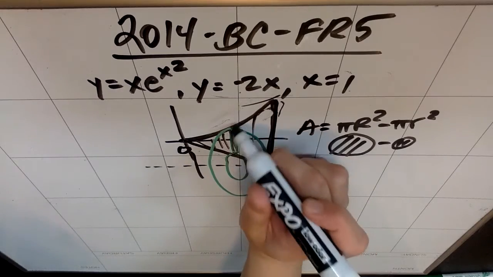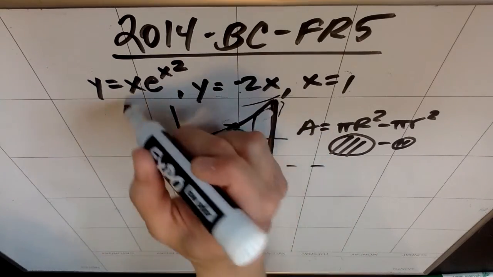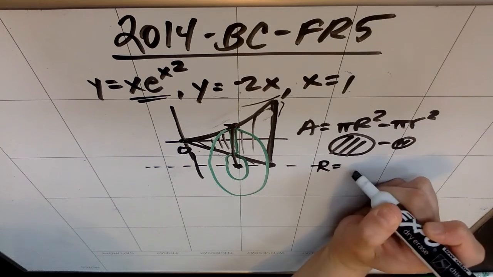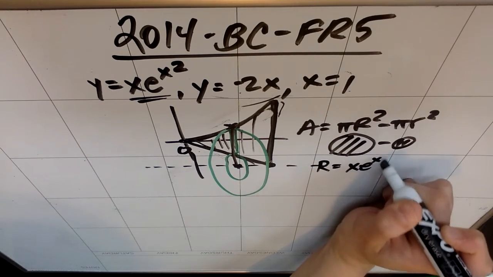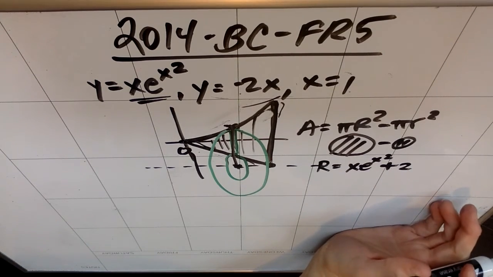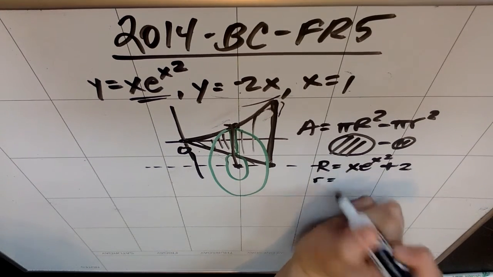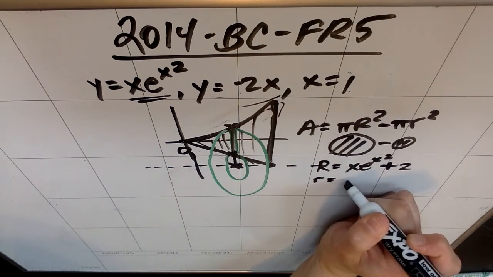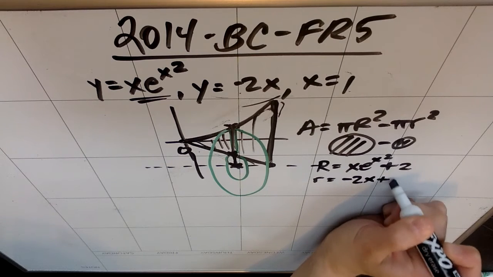So my big R in this case is going to be the top curve, which is this kind of crazy thing, minus the negative 2. So the big radius in this problem is the top curve, x e to the x squared, minus a negative 2, so plus 2, right? Or minus a negative 2 if you want to leave it that way, it doesn't matter. My little radius is this bottom curve minus the axis of rotation. So that's going to be negative 2x minus a negative 2, or plus 2.